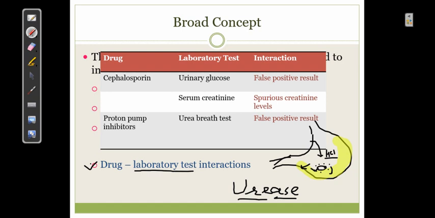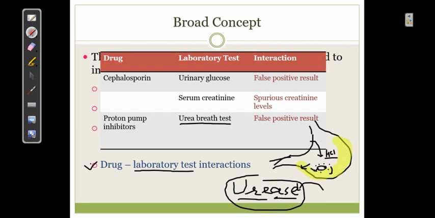So normally this urease enzyme is a very important way to diagnose the presence of H. pylori. Whether the patient has H. pylori bacteria or not can be detected by giving a radioactive carbon meal, that is urea, to a patient. Once you give radioactive urea, if urease enzyme is present, definitely levels of radioactive CO2 can be detected, and that is what is called a urea breath test.